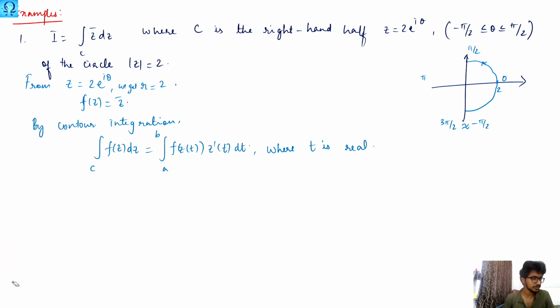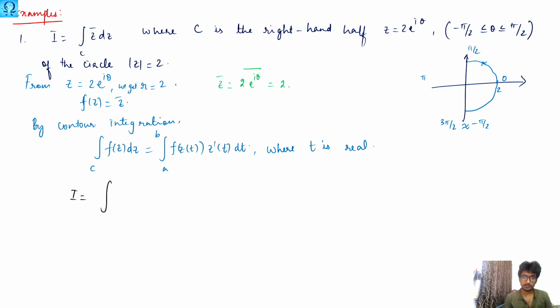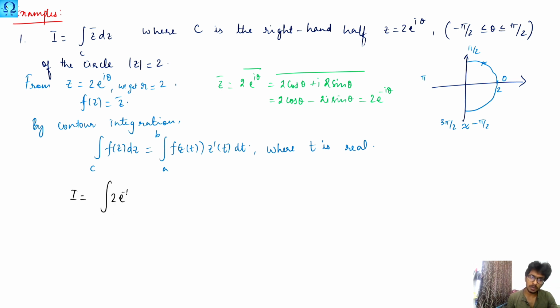Now, what is going to happen here? We change everything to theta, which varies from minus pi by 2 to pi by 2. Let me do the calculation here. If z takes the form 2 e to the power i theta, what is z bar? It is the conjugate, 2 cos theta minus 2i sin theta, which may be written as 2 e to the power minus i theta.